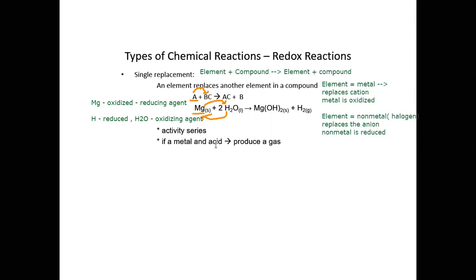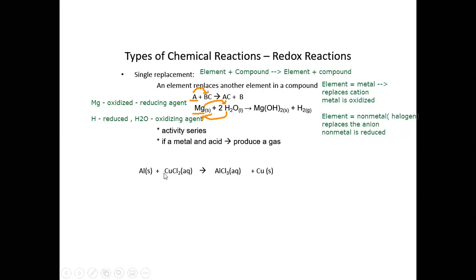Now, when you put a metal and acid together, and we'll show some examples of this, you produce a gas, which is hydrogen. So there are metals that will displace hydrogen from an acid, and you get the H2 as a product.